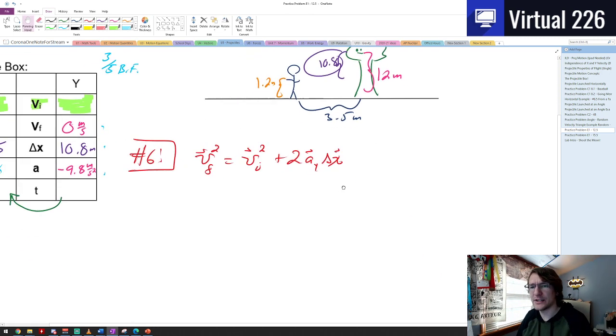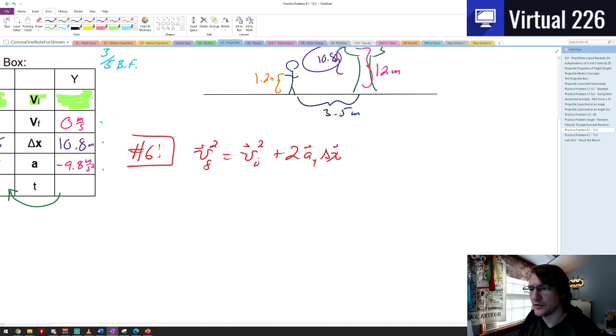And at this point, it's just a matter of punching in numbers and solving for VI. So 0 squared is 0. This equals VI squared plus 2 times negative 9.8 times 10.8. And what's really nice about this is, wait a second. This looks funny. Why does this look so funny?